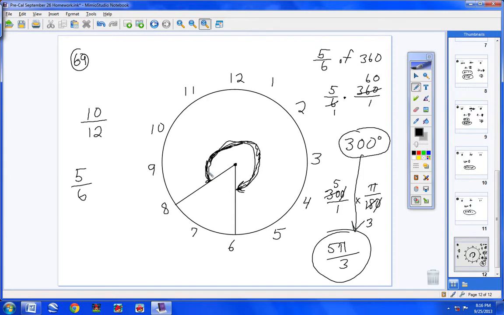So what angle, or how many radians, did this minute hand rotate around the circle? It rotated 5 pi over 3 radians.